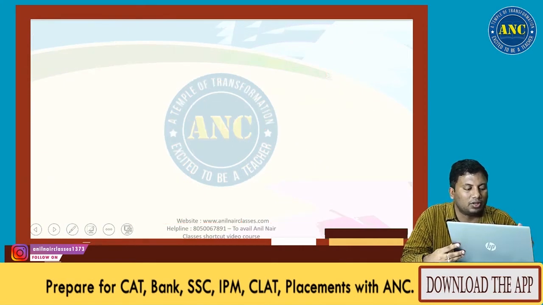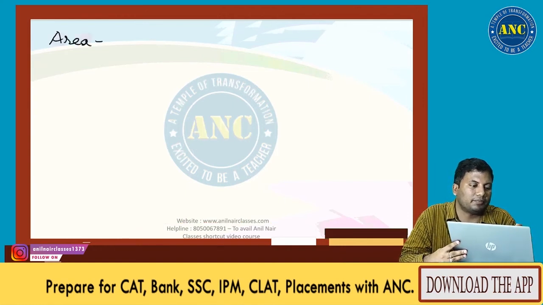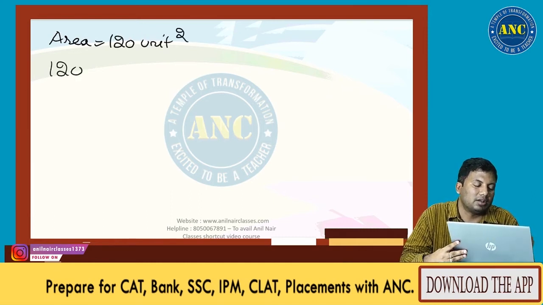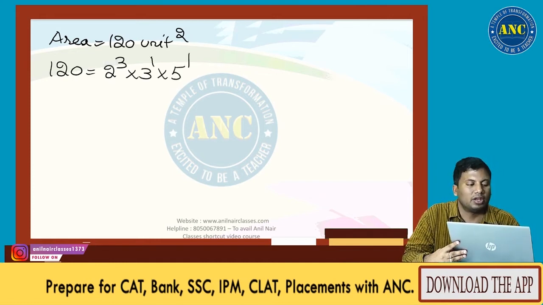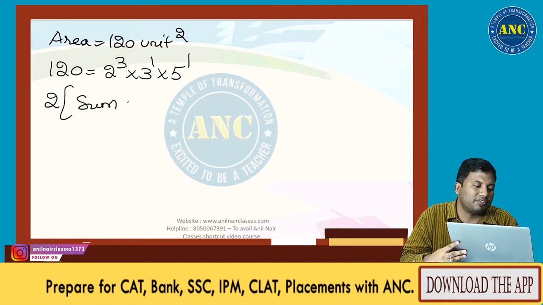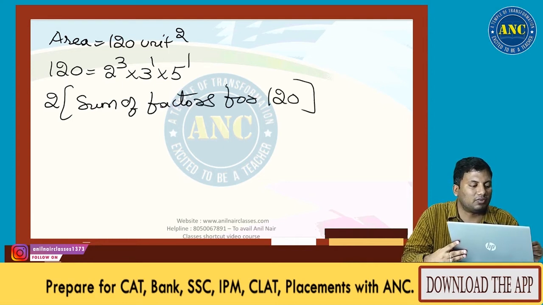Now see here, what is the question? Area is 120 unit square. 120 is nothing but 2 cube into 3 into 5. So the answer is nothing but 2 into the sum of the factors for 120.